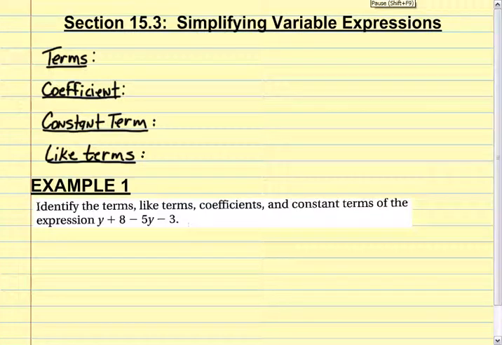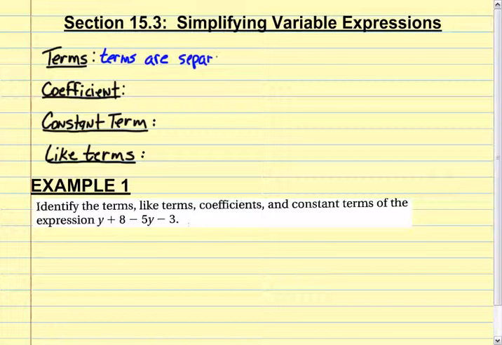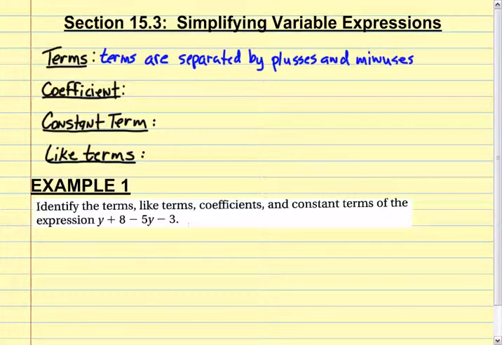15.3, simplifying variable expressions. We need vocabulary. There are some things that we need to know. The first one, terms. Terms are separated, yeah, that's right, separated by pluses and minuses. We've been doing a lot of this. We know how to find terms, okay?